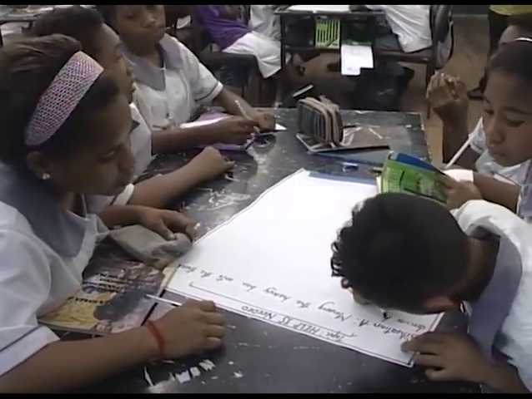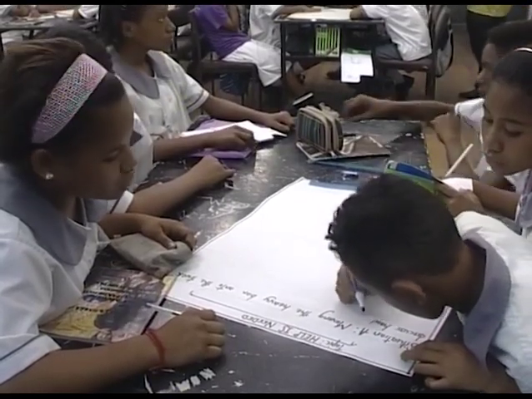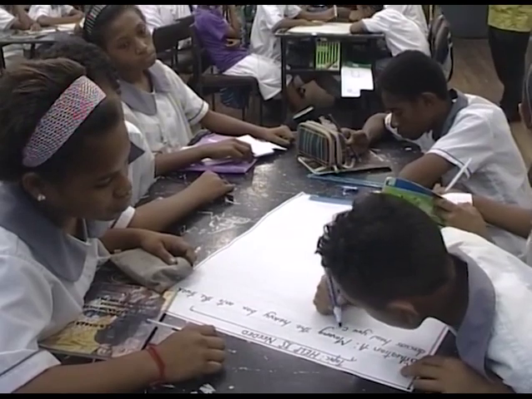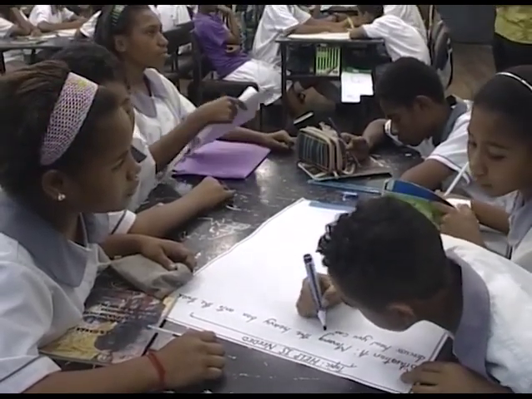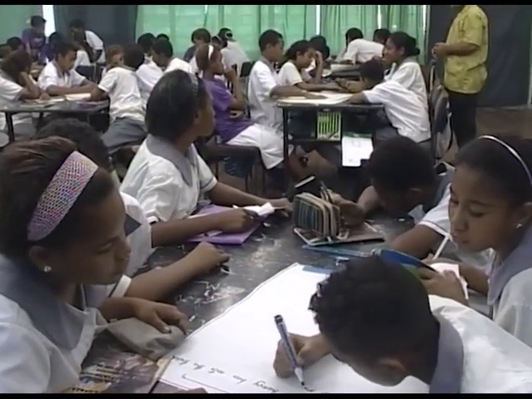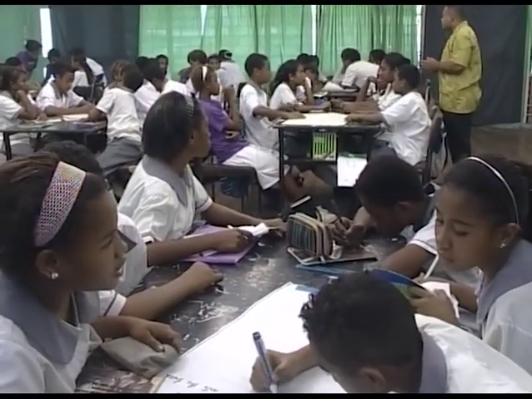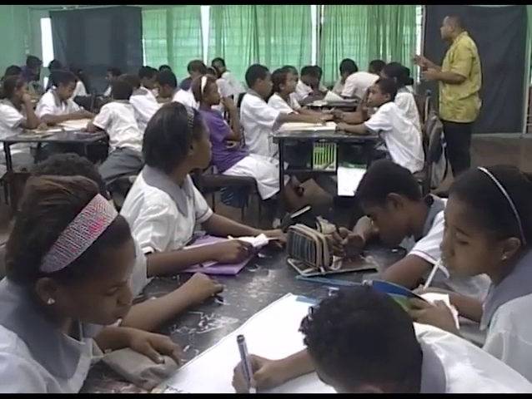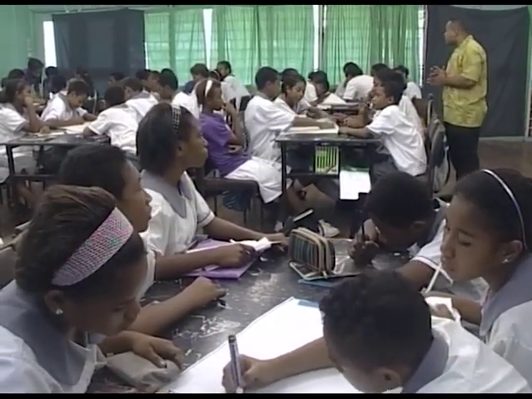Which group has already completed the activity? Like I said, you only write down the answers. You write situation A, B, or C, and you write down the answers.